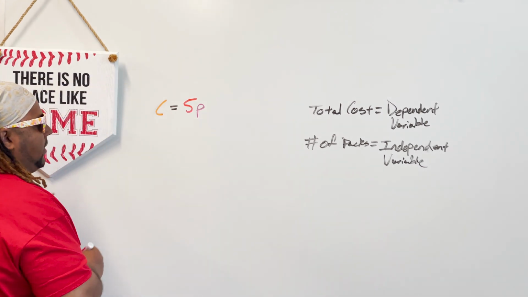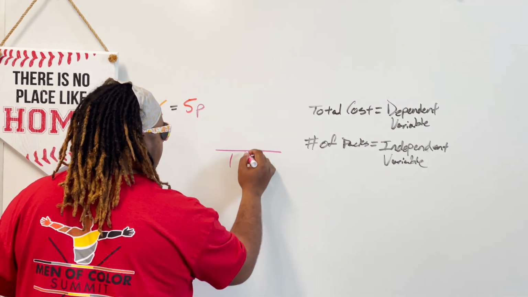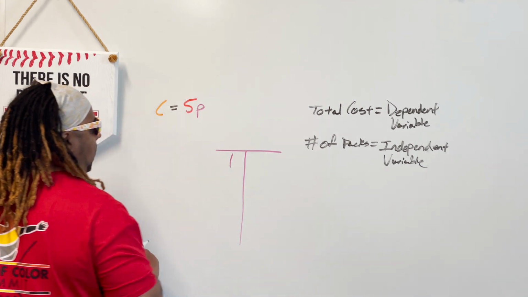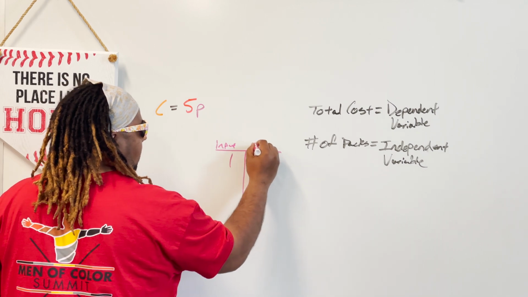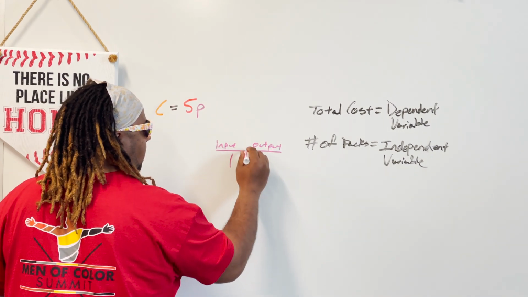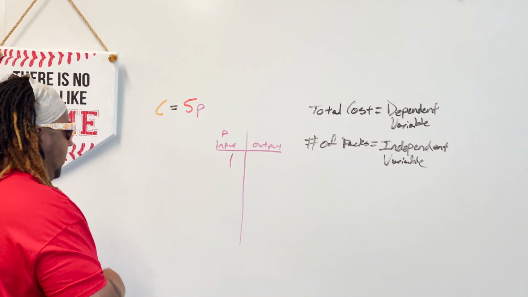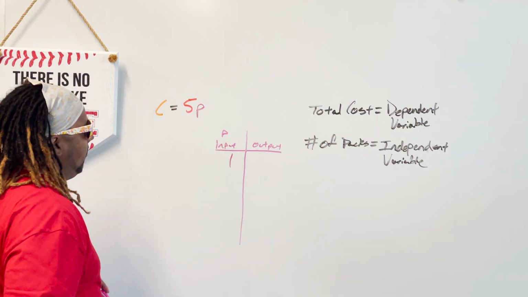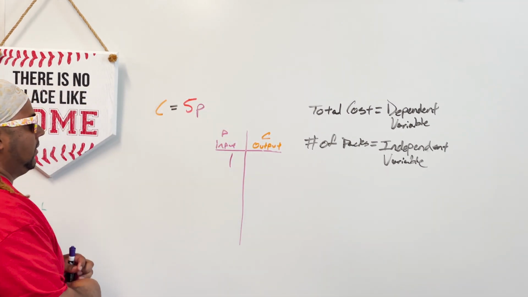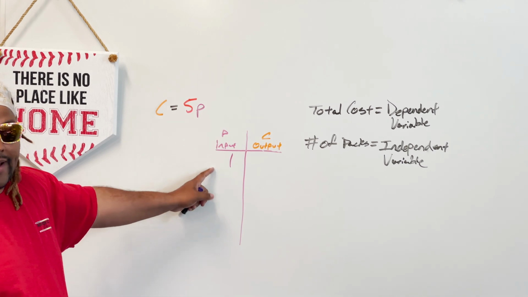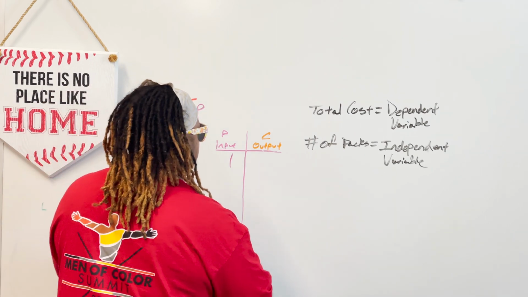So if I decided I wanted 1 pack, right? And let's do this. We'll say our input, right? And we'll say our output. Seen this before. Okay? So if my input, which is P, is going to equal my output, is there. So if I bought 1 pack, this is 5 times P. 5 times 1. So 5 times 1 is 5. So my cost is going to be 5.